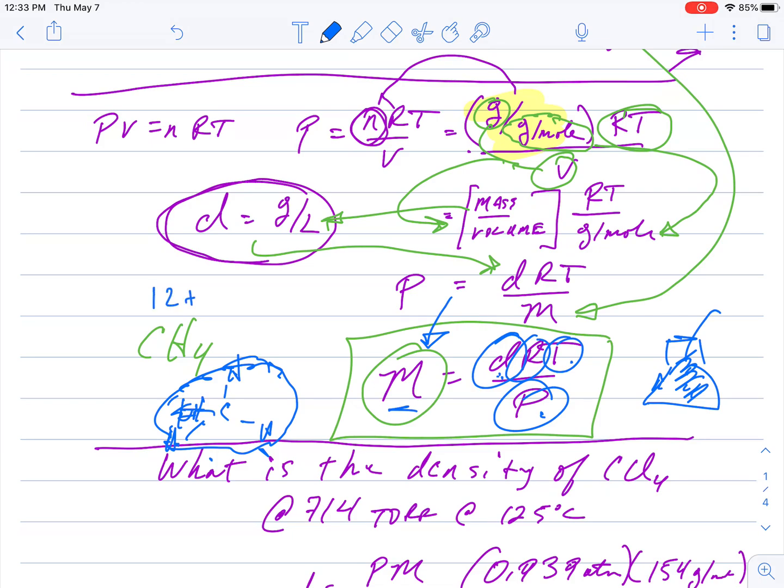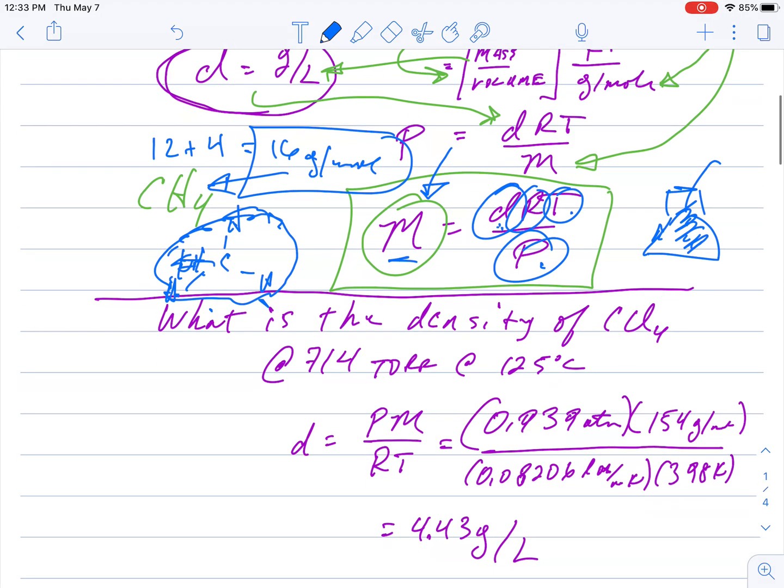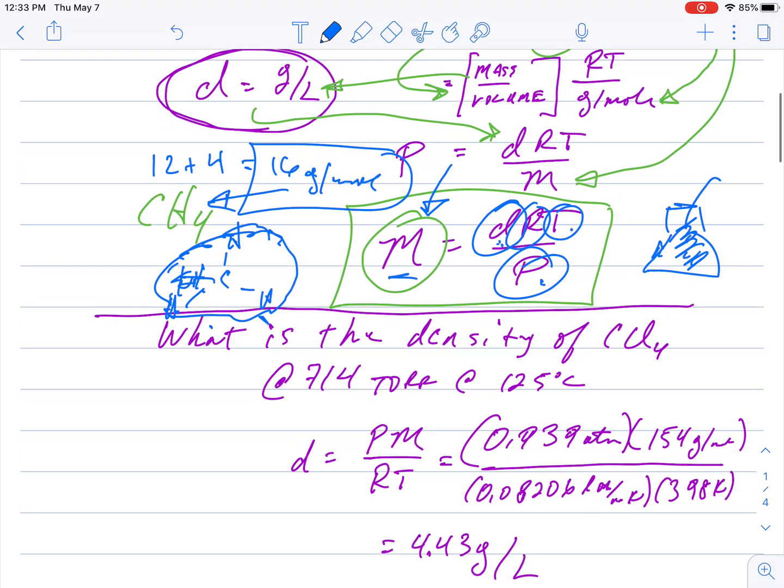Oh, you get carbon, that's 12, plus 4 hydrogens, you get 16 grams per mole. Now if I know what this is, then that's going to be a huge clue to figuring out what the structure is of that particular molecule. Okay, so here's how you could use something like this.